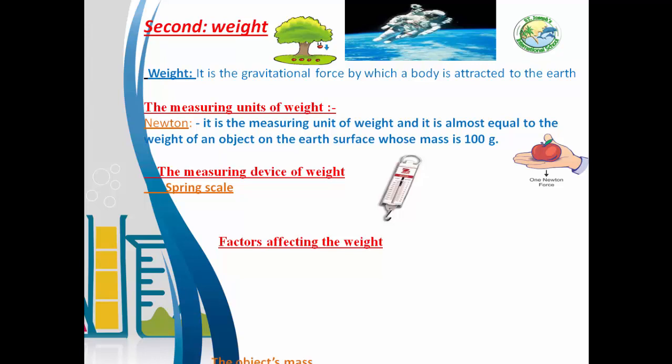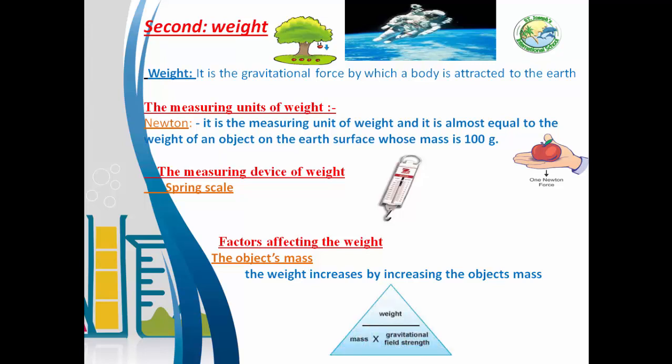The first factor is the object mass. By increasing the mass of the object, weight will increase. So weight increases by increasing the object mass. And we can calculate weight by saying that weight equals mass times 10.